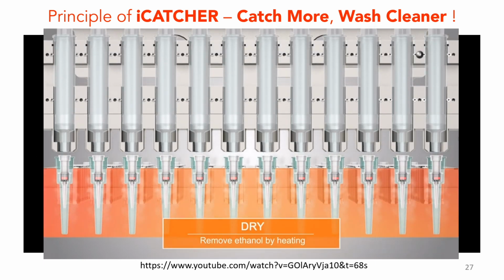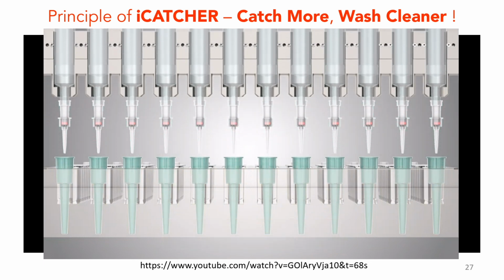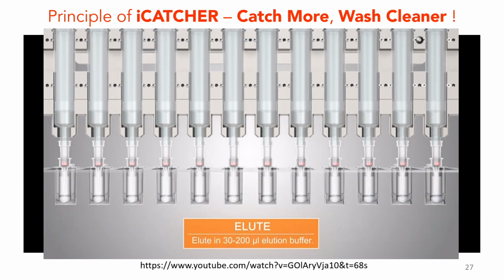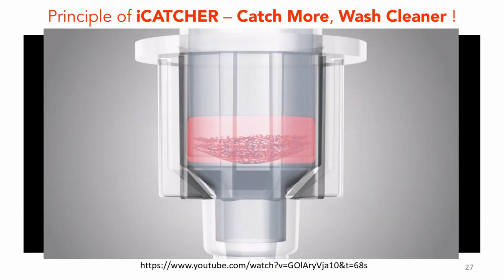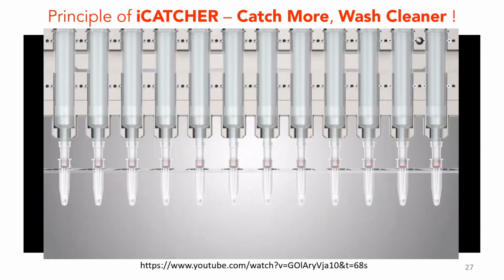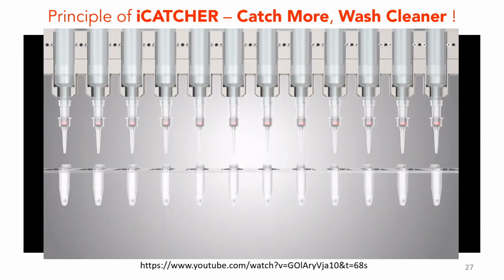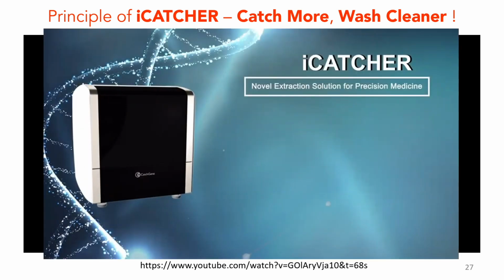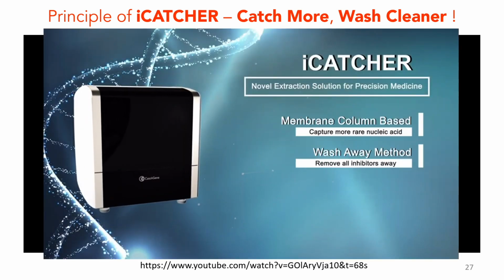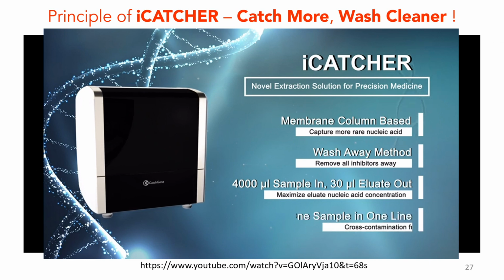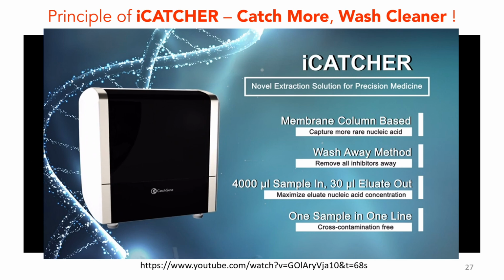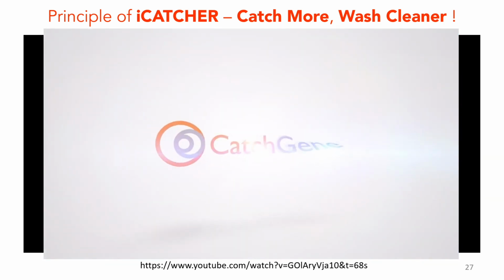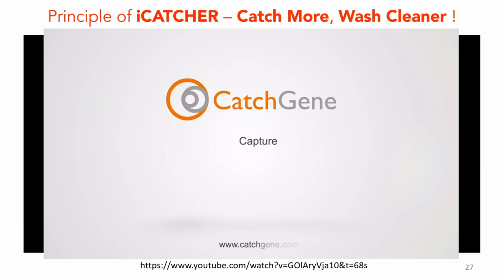Okay, and after wash, we also eliminate ethanols by dry. And finally, you can elute in 30 microliter minimum, which is the lowest elution volume currently in the automation system, and get very pure DNA. Okay, here is CatchGene capture cfDNA, cfRNA, and microRNA automatically.